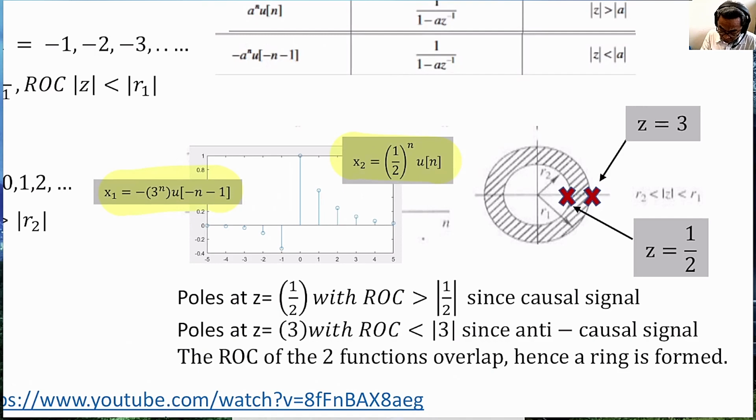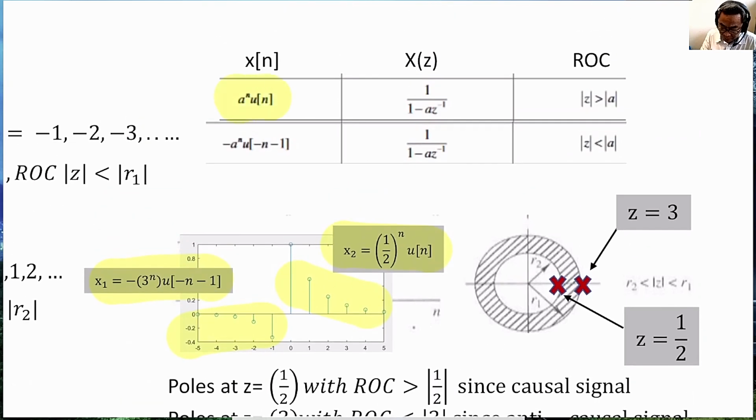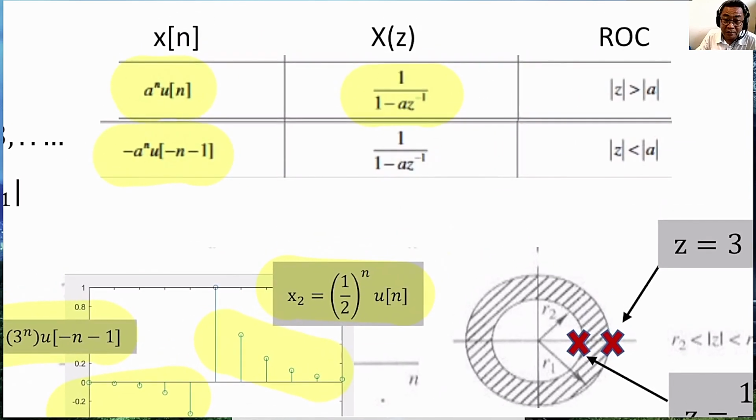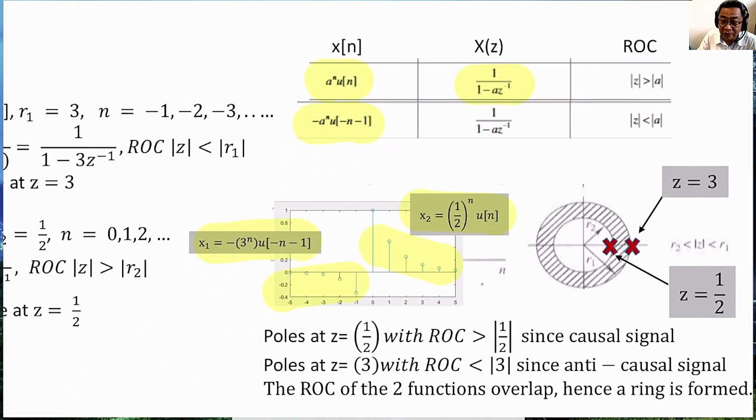We take the z-transform individually. For a^n u[n], the z-transform is 1 over 1 minus a z^-1. Interestingly, for the anti-causal, it is the same expression. The only difference is z greater than |a| for the top one, which is causal, and z less than |a| for the anti-causal.